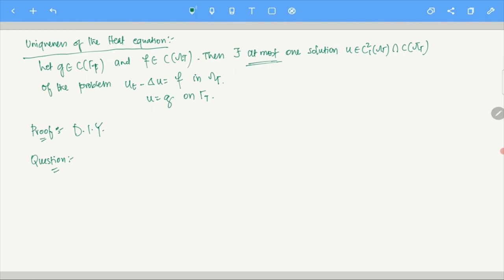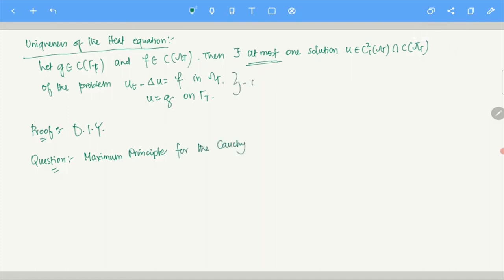This is Omega_T, where Omega is assumed to be bounded. But what happens in R^n, in the whole set R^n? Can we say the same kind of thing, that uniqueness holds and so on? So for that, let's try to prove the maximum principle for the Cauchy problem.